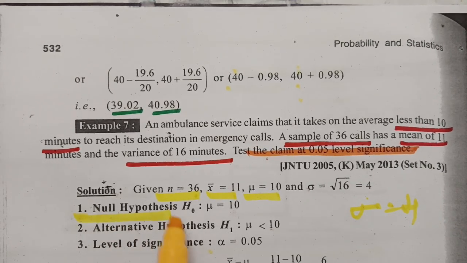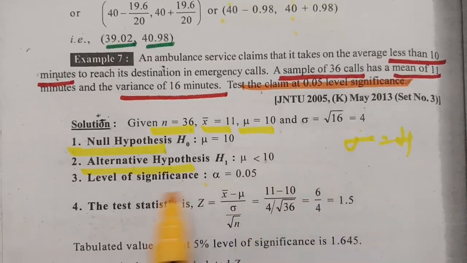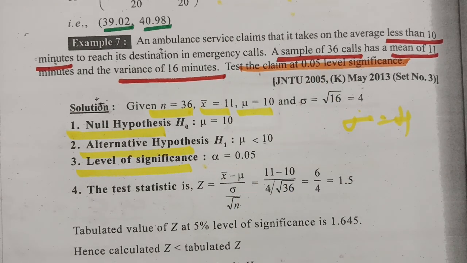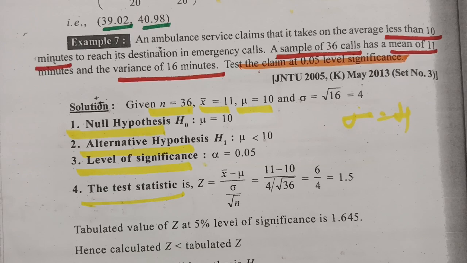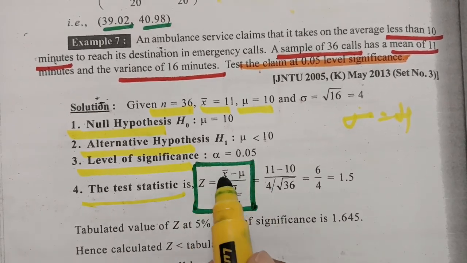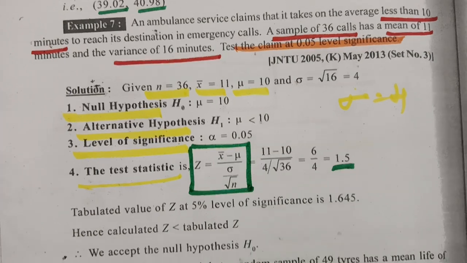Now null hypothesis, mu is equal to 10. Alternate hypothesis, mu less than 10. Level of significance is 0.05. And this is the test statistic. Here is the formula: z is equal to x bar minus mu by sigma by root n. What is x bar here? 11 minus 10 by 4 by root 36. And therefore the value here is 1.5.